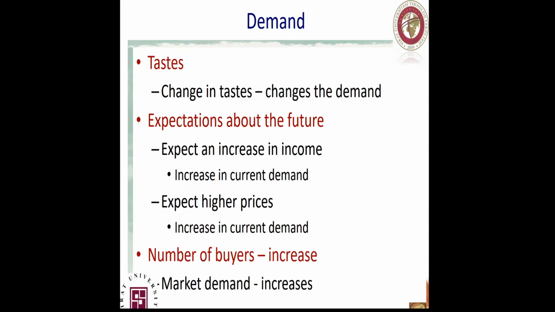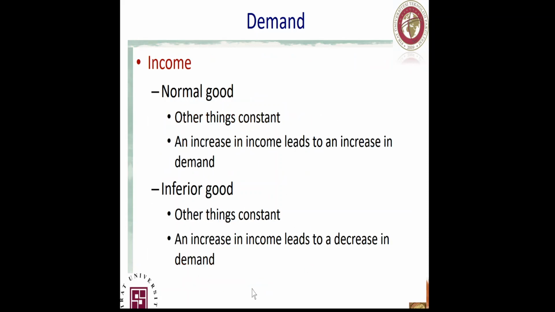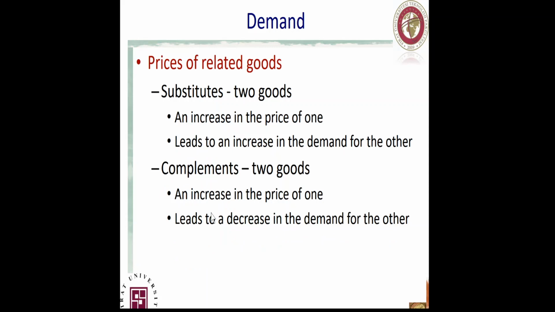All right, so we explained the taste, the expectation, the number of buyers, the income, normal goods and inferior goods, and the prices of related goods. We explained substitutes and complements. Oh, I explained substitutes, but I forgot to explain complement goods. It's placed here so that I explain it.